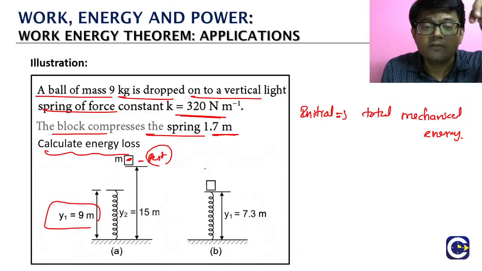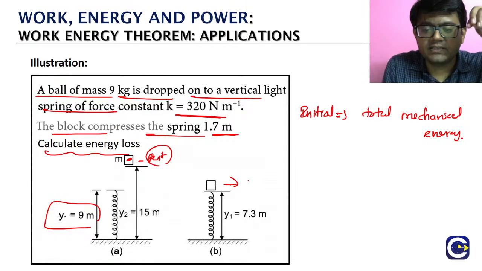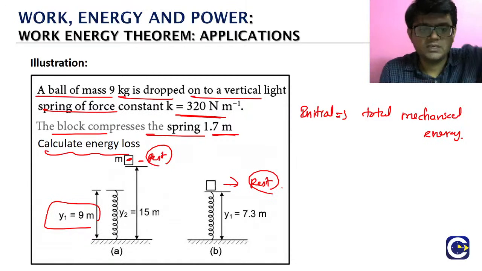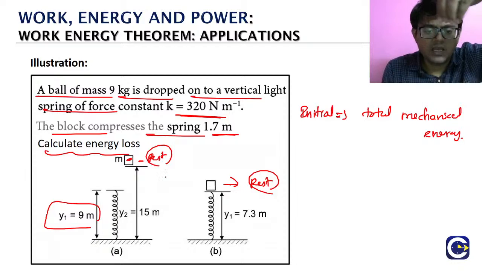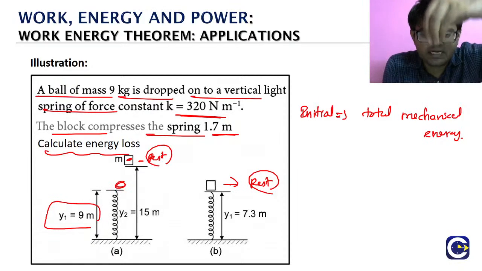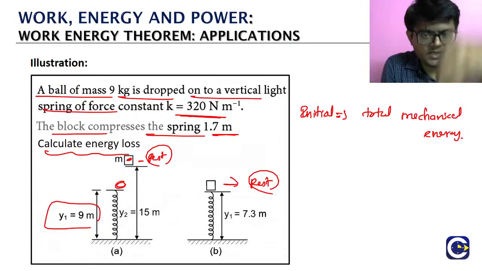Okay va? Finally in the maximum compressed state, the block will again come to rest. Initially நம்ம என்ன பண்ணிருக்கோம்? We are dropping it. அப்படி நம்ம drop பண்ணா the initial velocity எவ்வளவு? 0. So அந்த initial positionல kinetic energy இருக்காது. When it is coming down, it will gain kinetic energy. அந்த collide பண்ணதுக்கு அப்புறம் it will start compressing the spring.